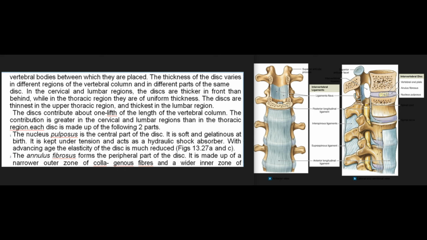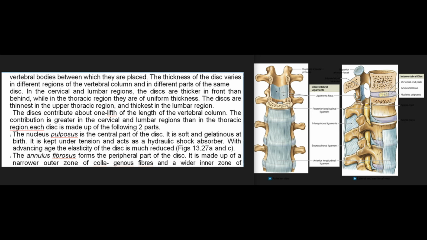Each disc is made up of the following two parts. 1. The nucleus pulposus is the central part of the disc. It is soft and gelatinous at birth. It is kept under tension and acts as a hydraulic shock absorber. With advancing age, the elasticity of the disc is much reduced, Figs 13.27a and c.